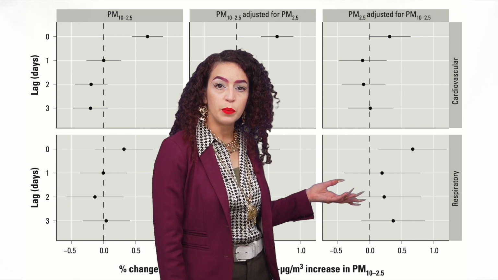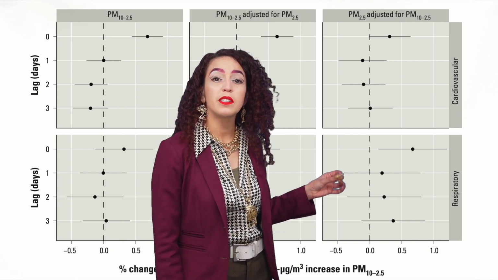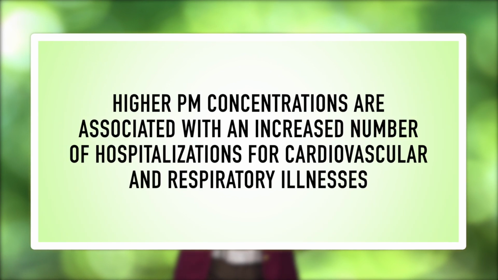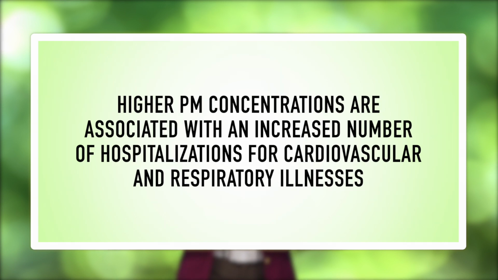For respiratory diseases, we see that only PM2.5 appears to have a statistically significant association, also about 0.6% increase. In figure 4 of the paper, they show the specific increases for each disease outcome, which I encourage you to have a look at. But the take-home message is summed up here. Higher PM concentrations are associated with an increased number of hospitalizations for cardiovascular and respiratory illnesses. Air pollution and its associations with health have become a hot area of research in the field as new exposure analysis techniques are developed and rich air pollution data from local and national monitoring systems are easier to access.